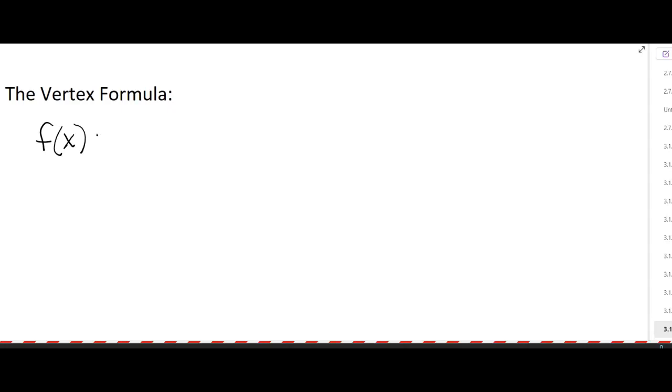f(x) = ax² + bx + c. So this is kind of your second example with a leading coefficient that's not 1. This time the leading coefficient is a. This is the general form for a quadratic function. We've seen this before in the quadratic formula. A lot of what we're going to do here is going to seem maybe a little familiar, hopefully.